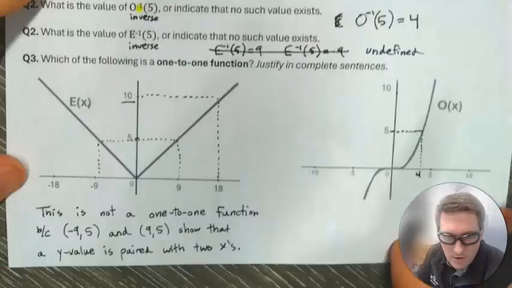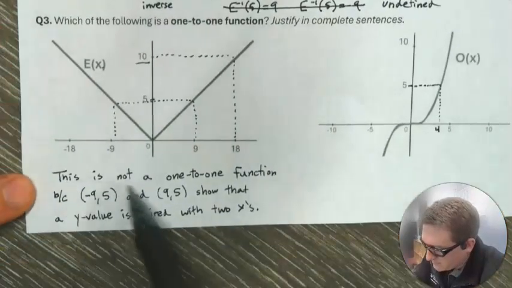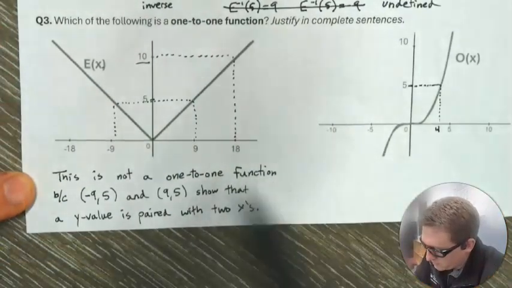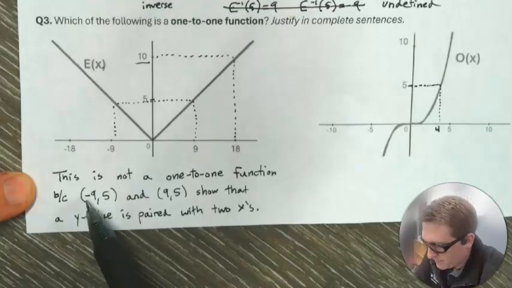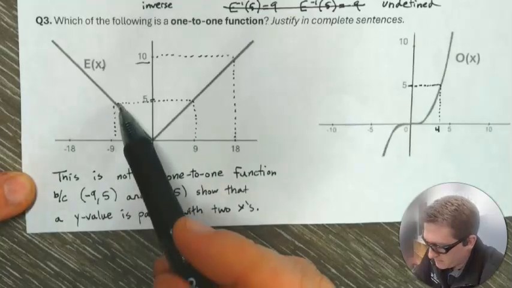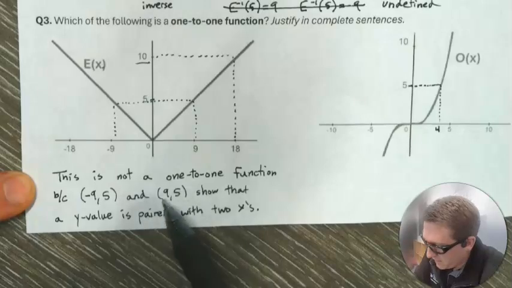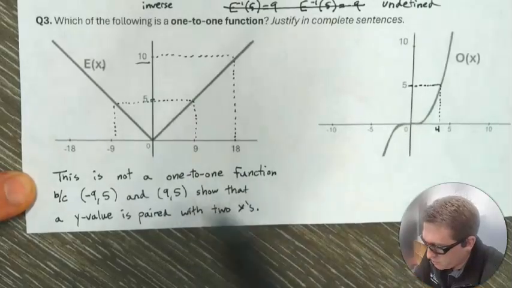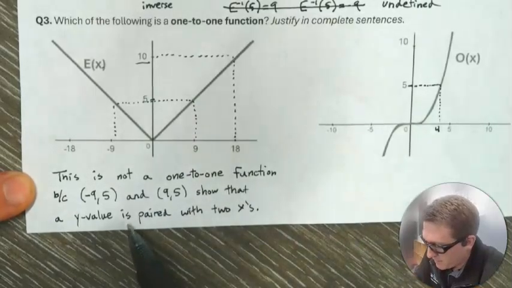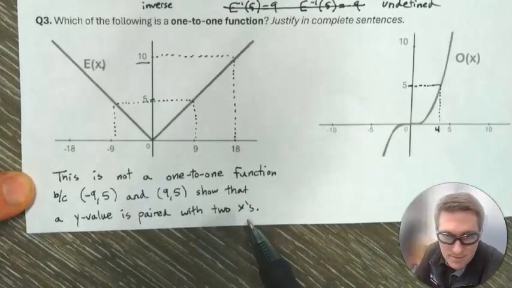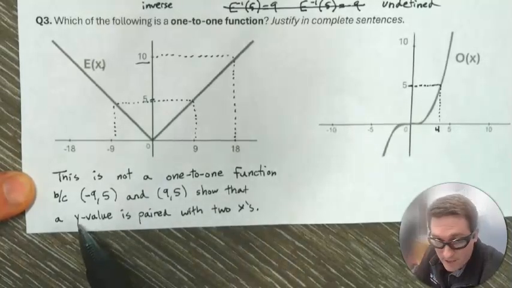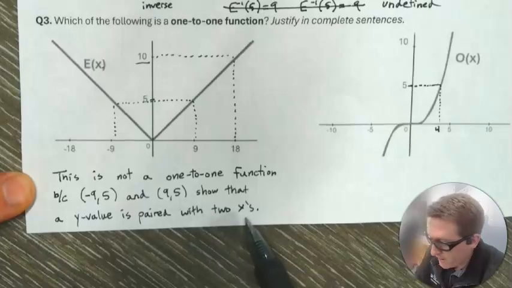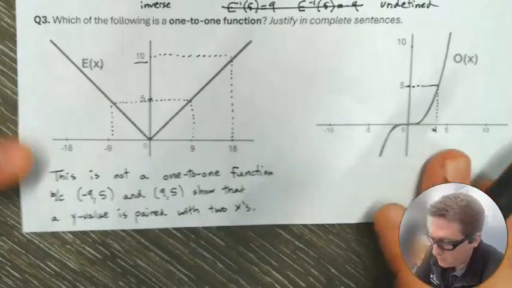So let's explain it. This is what I wrote. This is not a 1-to-1 function because of the coordinate -9, 5 and coordinate 9, 5, which show that a y value is paired with 2 x's. And if one y value is paired with 2 x values, that's not 1-to-1.